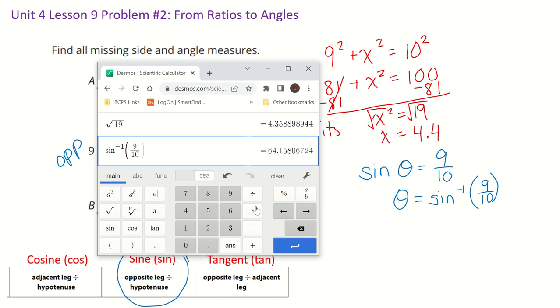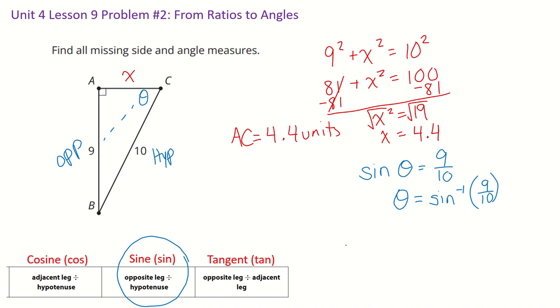9/10. Okay, it says that it's going to be 64.15 degrees. I'm going to round it to the nearest degree, so I'm going to say it's 64 degrees. So theta is 64 degrees. So I know angle C is 64 degrees.